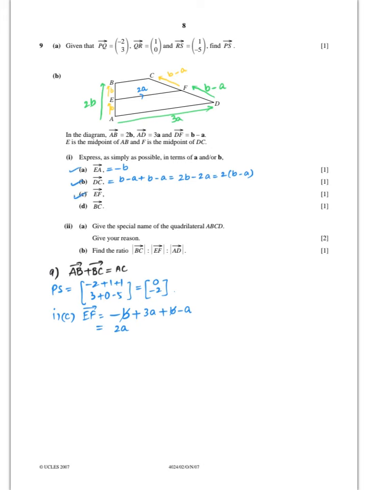Lastly, you need to attempt B to C. Alright. From B to C, first we need to identify the figure. From B to A, it's minus 2B. From A to D, it's 3A.